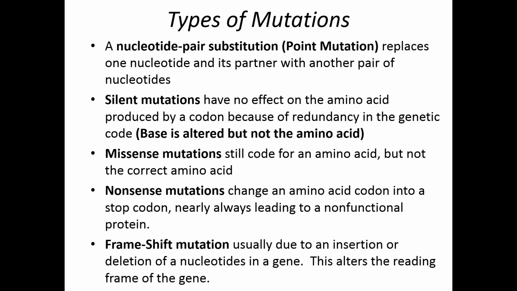All right, so looking at mutations. We're going to talk about different types of mutations. So you can have, in this case, nucleotide pair substitutions. In this case, you swap out one nucleotide, like for instance, an adenine for a guanine. Swap it out. This is what we refer to as a point mutation.